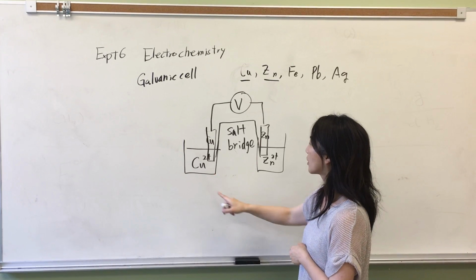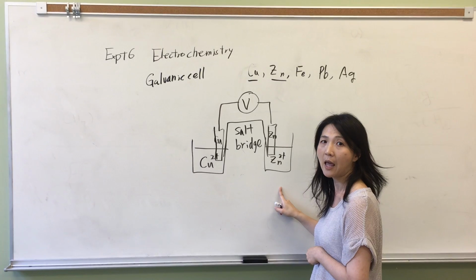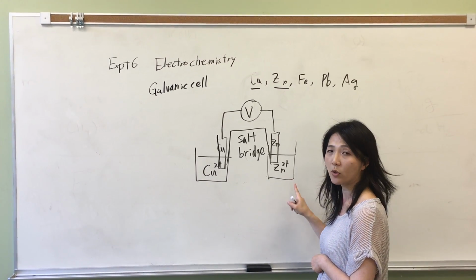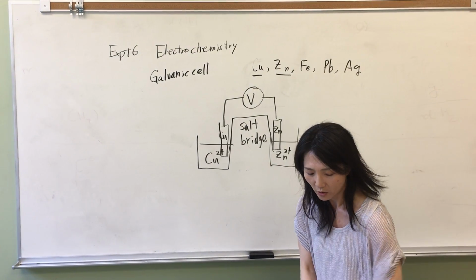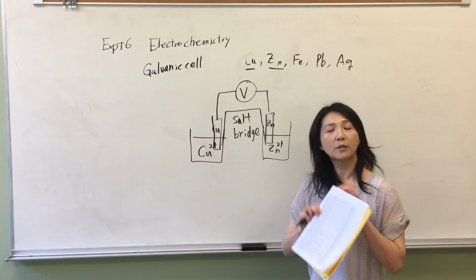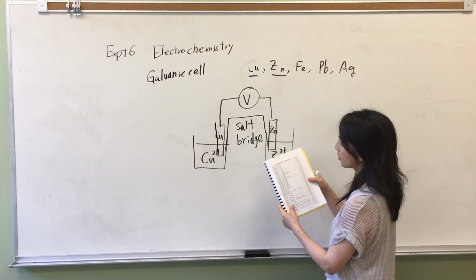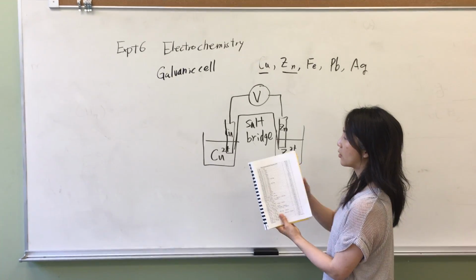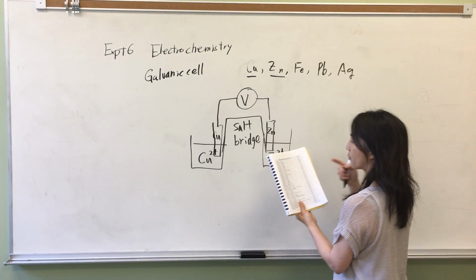It's gonna be the spontaneous redox reaction between copper and zinc, and then you need to know which one is gonna be the reduction reaction and which one will be the oxidation reaction. To determine that, you need to look at the reduction potential table, which is on page 127, okay? This is all reduction reactions, and you need to pick the reactions for copper and zinc. I will pick them for you.